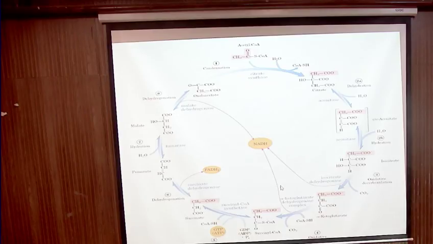So which are those 8 or 9 steps that we need to know? We begin with acetyl-CoA, where the first step is a condensation reaction where oxaloacetate condenses with acetyl-CoA in the presence of citrate synthase to give you citrate. Citrate synthase is the enzyme which gives you the first product, citrate.